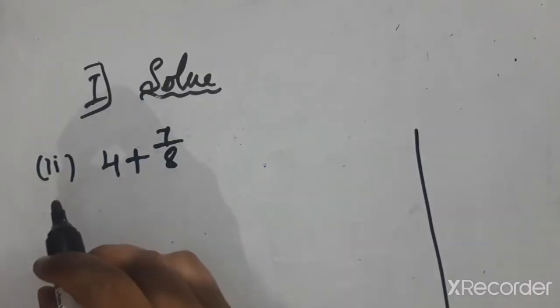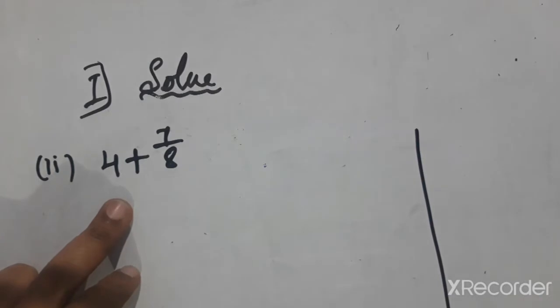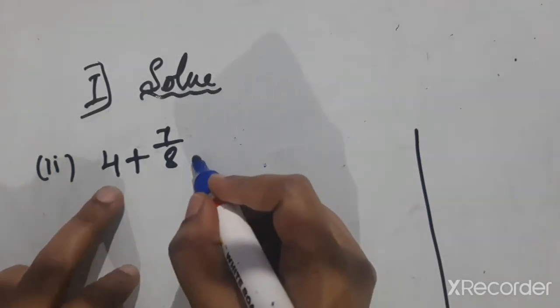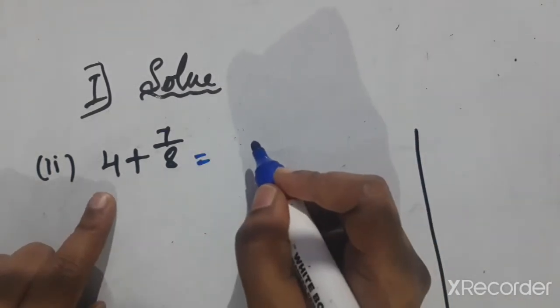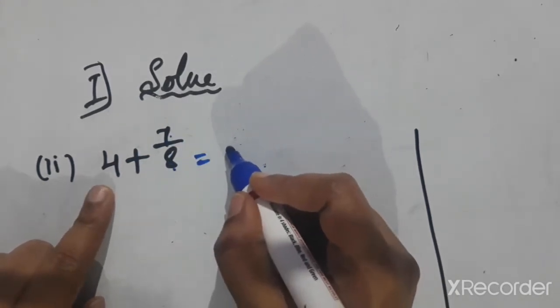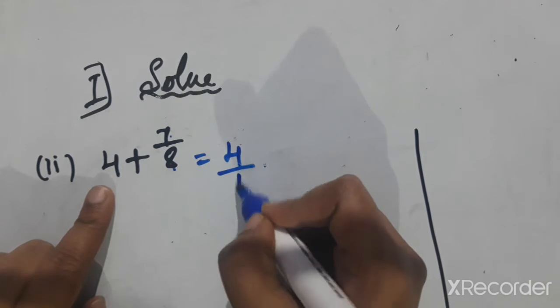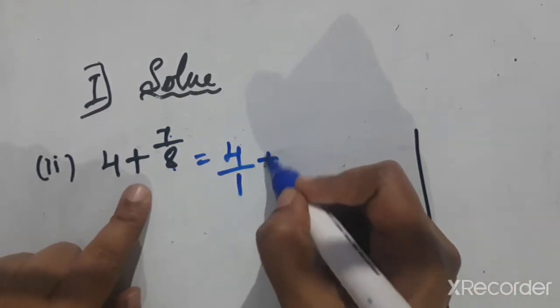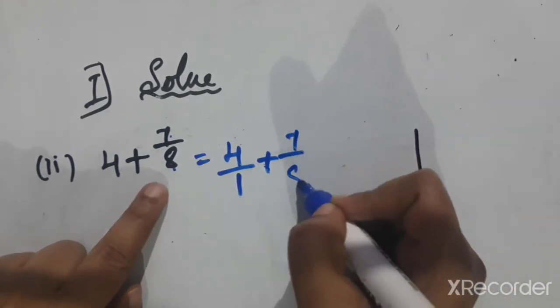Now the second question: 4 plus 7 by 8. This is a natural number or whole number, and this is a fraction. So convert the first number into fraction form: 4 by 1, plus symbol, and 7 by 8.